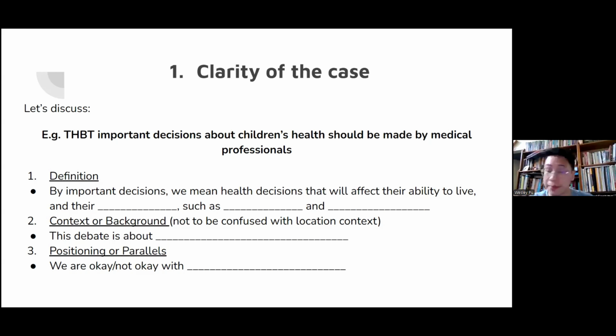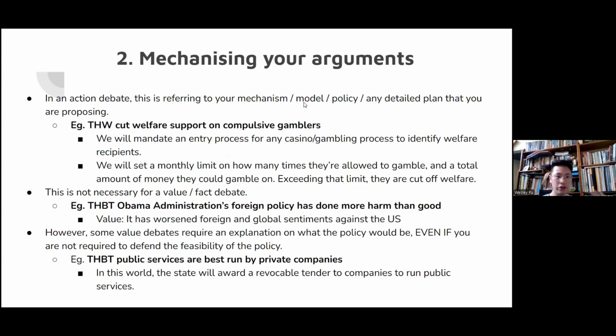Secondly, you talk about context and background. Again, what is this debate actually about? Look at it as a big picture lens. And then finally, positioning and parallels. What you're okay with, what you're not okay with. This allows you to at least shift the debate in a certain instance in which it's more strategic for your side. Okay, before we talk about mechanisms, are there any questions right now?